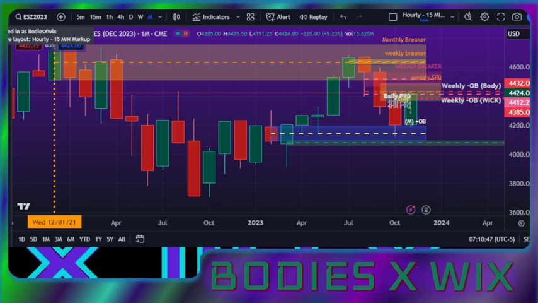But it looks like we're having some bullish momentum going forward. And it looks like we'll see. Again, this is not financial advice. This is just my opinion as to what is happening on the market.